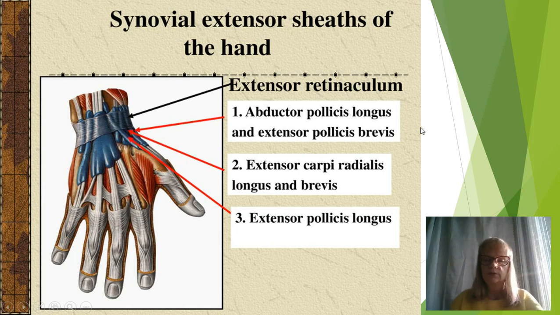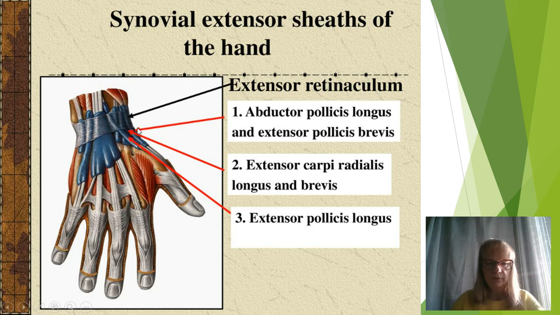Okay, and on the dorsal surface of our hand we also have sheaths for the extensor muscles. In total we have 6 sheaths. Unlike the flexors, the extensors don't have a connection on the fingers. Below the extensor retinaculum we also have supporting structures for the extensor muscle tendons.